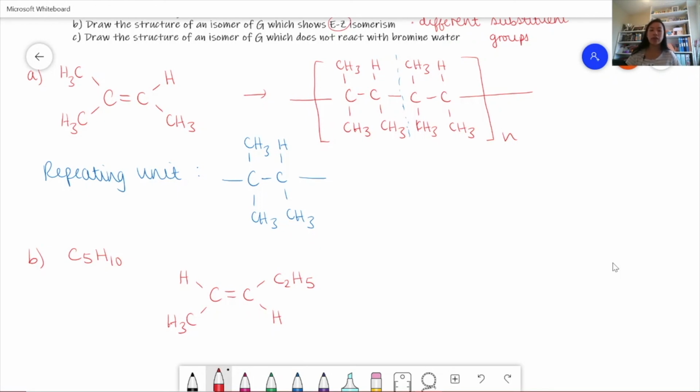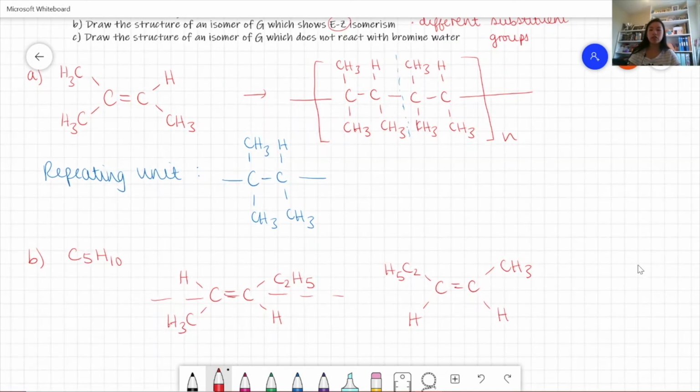So the way I've drawn it here will be the E isomer, because if we divide it in the middle, then the 2 substituent groups are on opposite sides. Whereas if I drew it like this, then this would be the Z isomer.